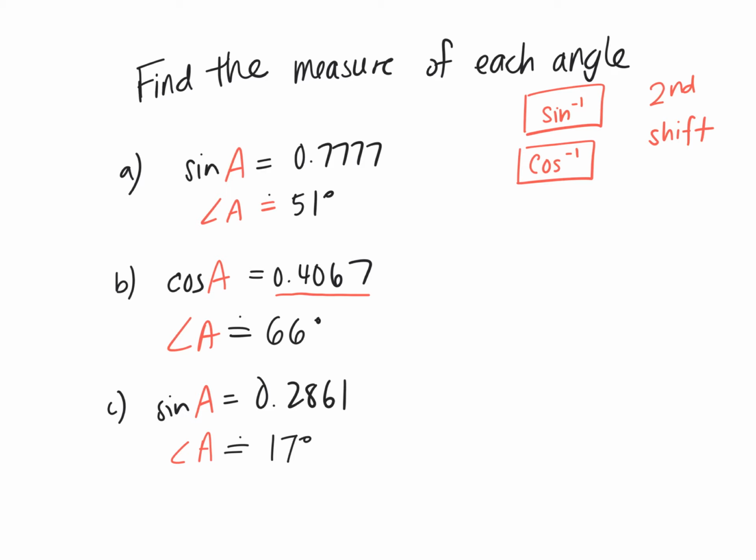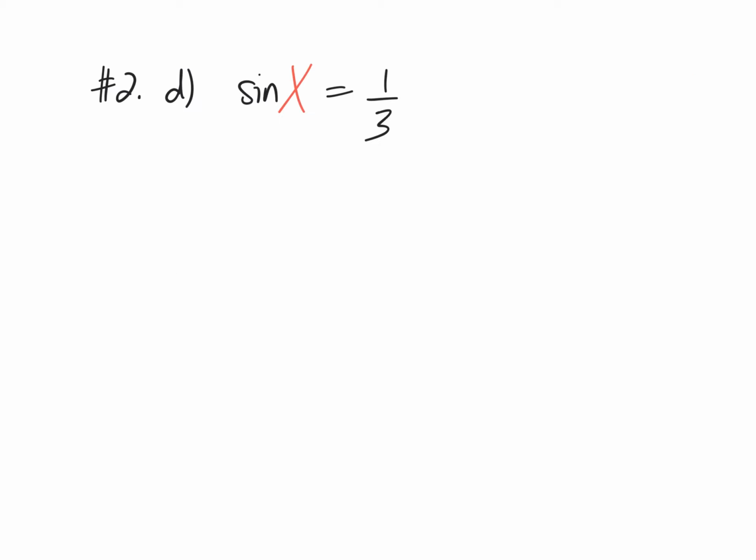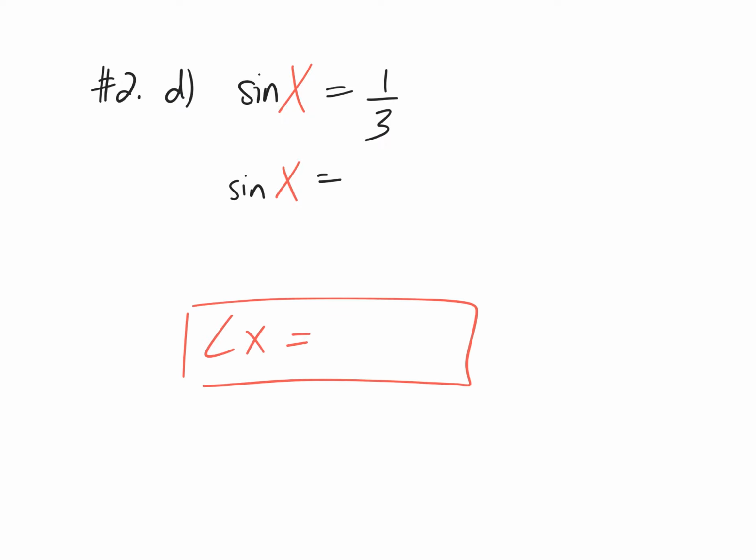Approximately 17 degrees. We're going to do some examples from the book now. So if you have a situation where you're given the ratio as a fraction, how do you turn a fraction into a decimal? Yes. Divide. So sine x, so that's the angle. We're trying to find angle x, okay? It is equal to, this is the ratio, that's the trig ratio. On your calculator, you're going to turn that into a decimal.